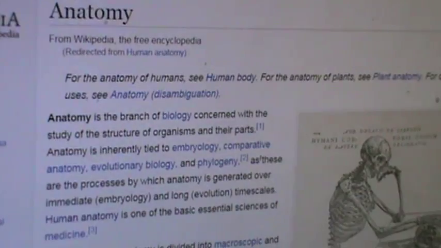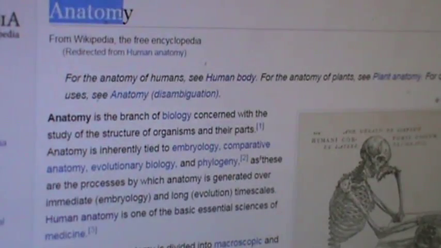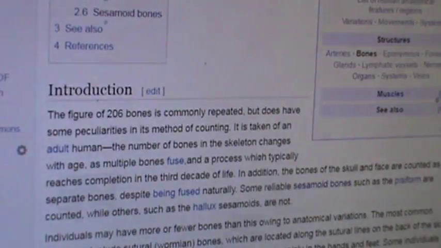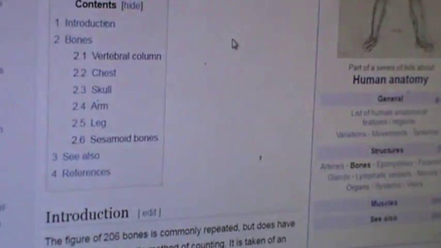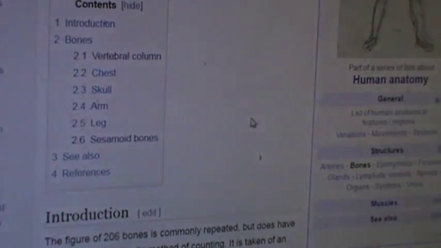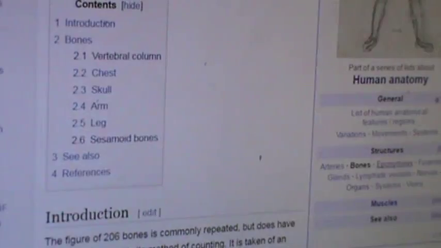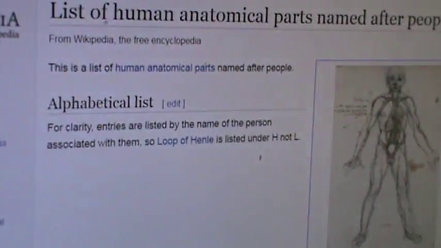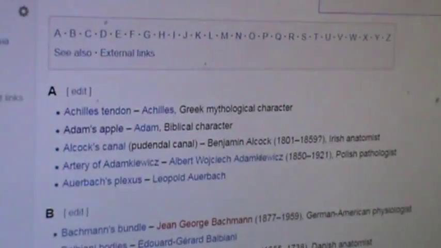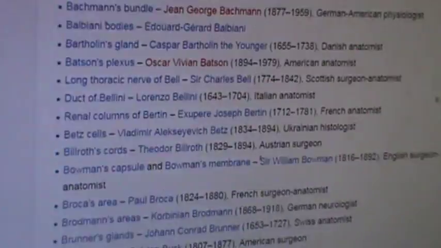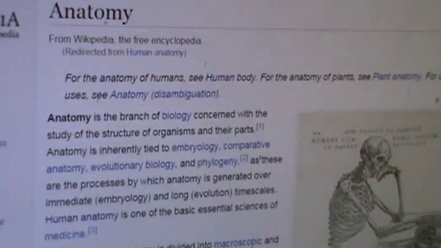Cool. Anatomy. Okay. Let's see. Okay, so what do we want to attack? Bones are pretty good because they're sort of the foundation. I'm just looking at some of these others. Really? That's cool. List of body parts that are named after people. Wow, that's a lot of them. That's pretty cool. Let me look at that later.